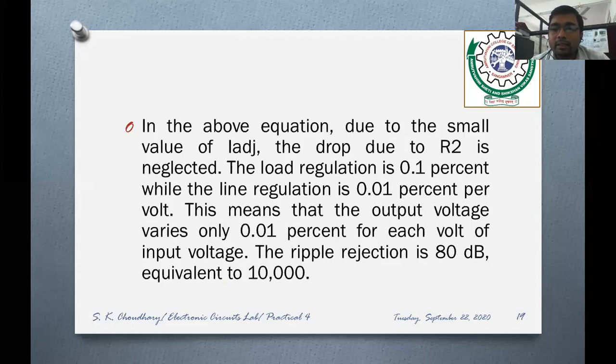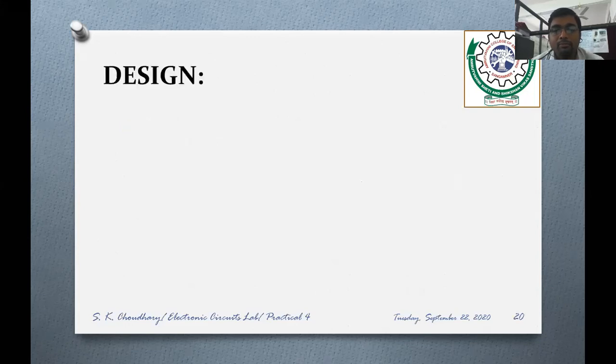The load regulation is 0.1% and the line regulation is 0.01% per volt, as mentioned in the data sheet of the LM317. Line regulation of 0.01% means the output voltage varies only 0.01% for each volt of input voltage change. The ripple rejection ratio is also 80 dB for the LM317.